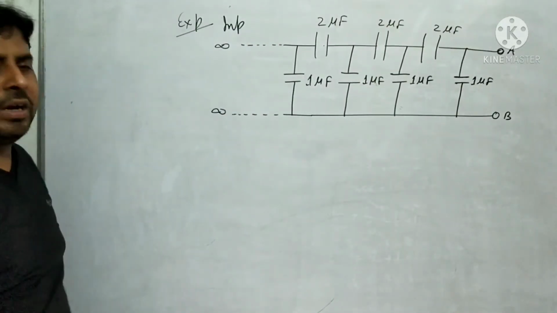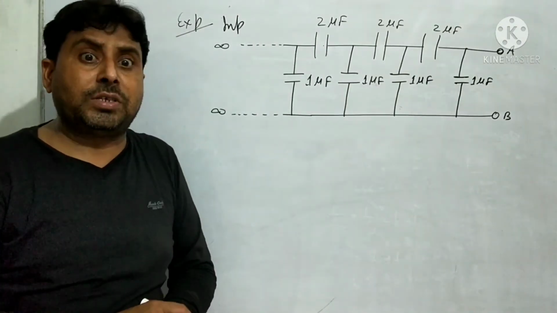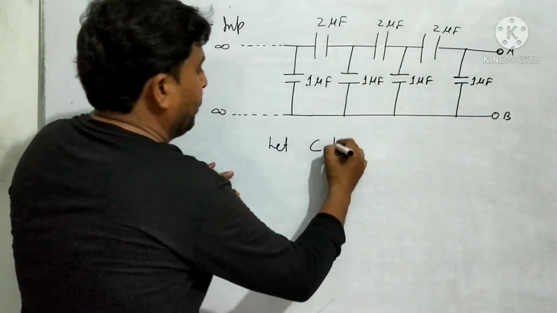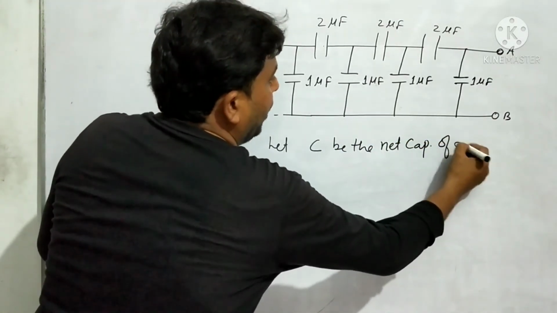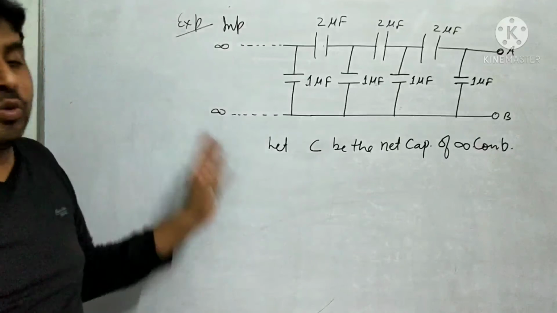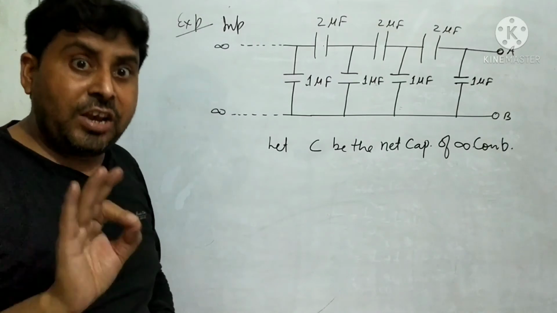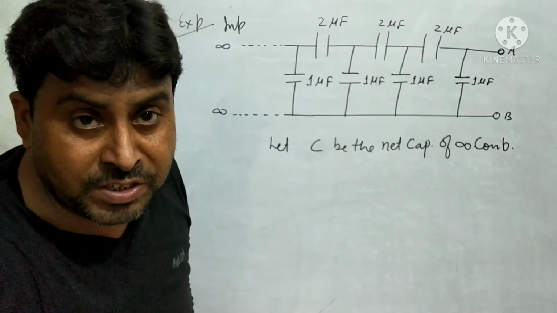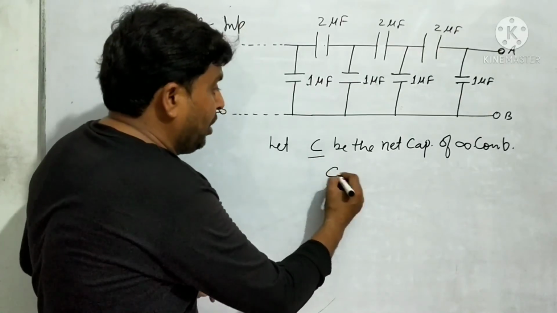So dear student, what do we have to do here? For an infinite combination, suppose, I will write here, let capital C be the net capacitance of the infinite combination. I said it is infinite, so whatever the capacitance of the infinite combination is, I assumed it to be C. Beta, in an infinite combination, if we add a few capacitances or subtract a few capacitances, there is no change.